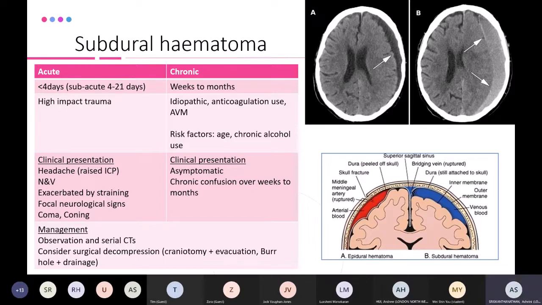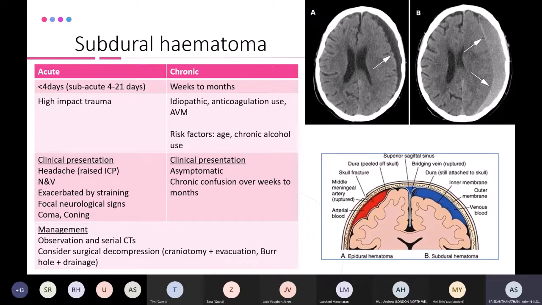Subacute is between these, so 14 to 21 days, and then chronic is weeks to months. Like in this picture, for example, it's been going on for weeks, so by the time it's been picked up, it's probably a chronic subdural by then. And the chronic ones are usually caused by anticoagulation use, for example.